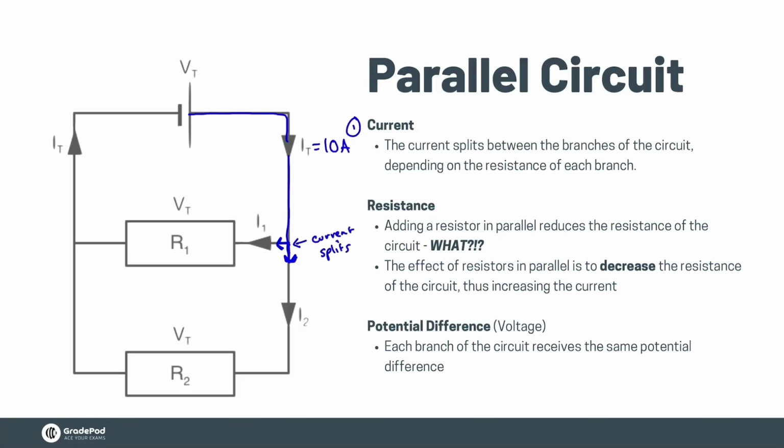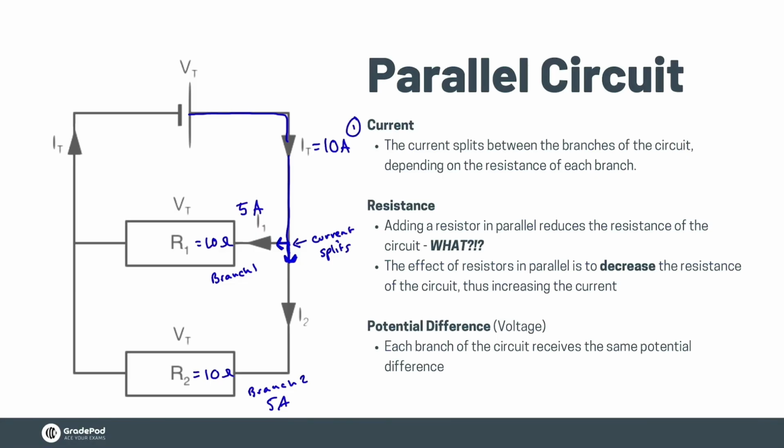And a percentage or a portion of the 10 amps goes through branch 1. And a proportion of the current goes through branch 2. And let's say R1 is equal to 10 ohms and R2 is equal to 10 ohms. They're both the same. In which case, 5 amps would go this way and 5 amps would go that way, because 10 split into 2 is 5.